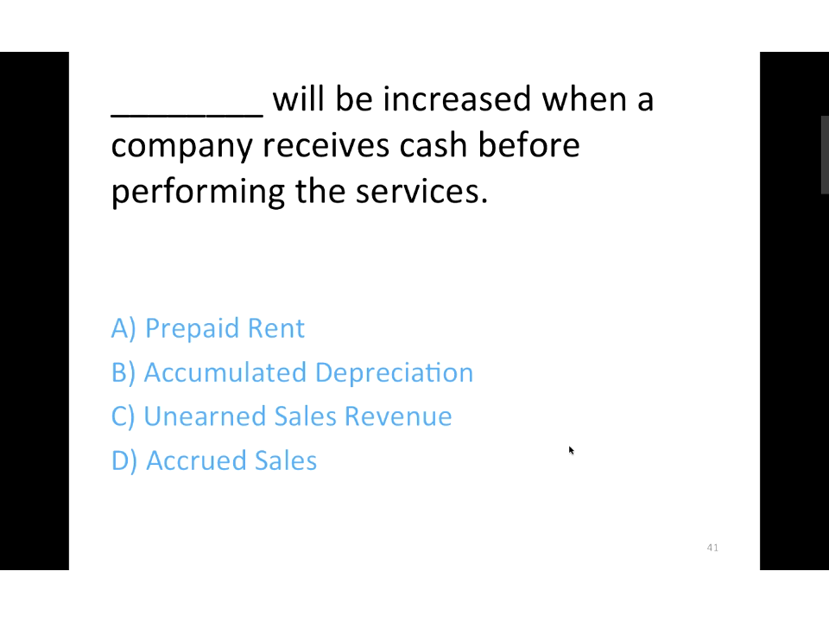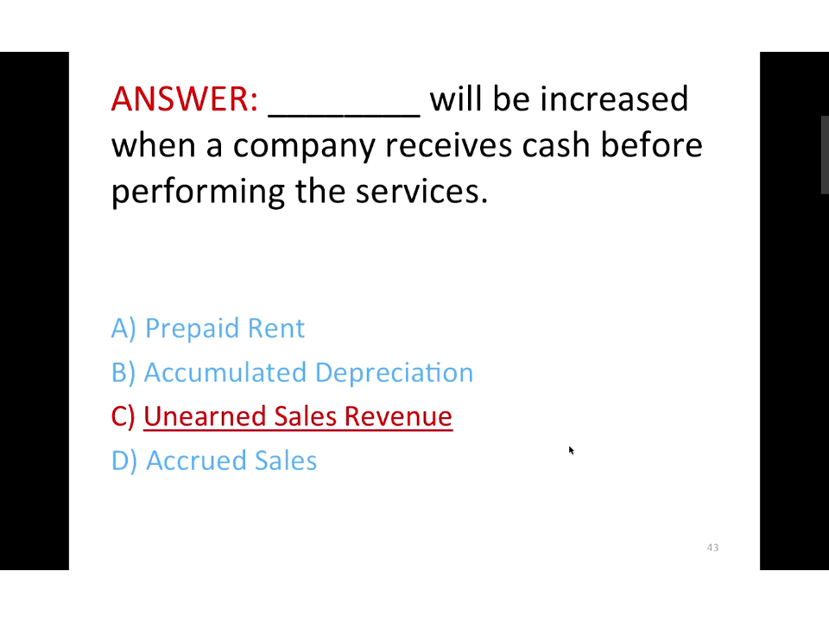Okay, another one. Something will be increased when a company receives cash before performing the services. We think. Okay, on this one, what's the most popular answer right now, Brian? C. Well, great. I'm glad, because the answer here is C. Unearned sales revenue, that's that liability account. If we receive cash before we perform the services, we are going to have unearned sales revenue, a liability.